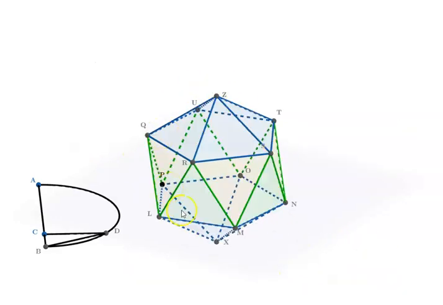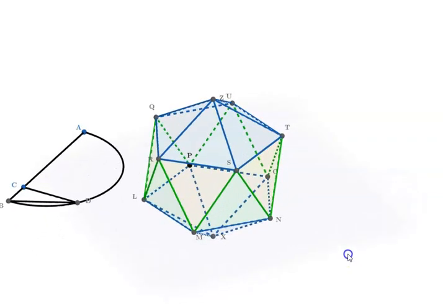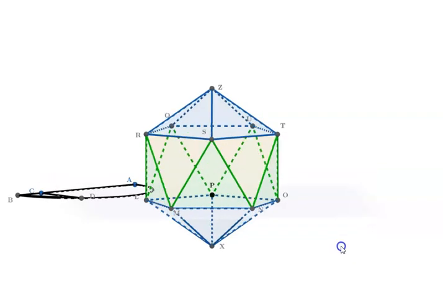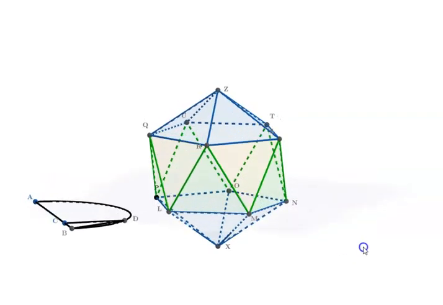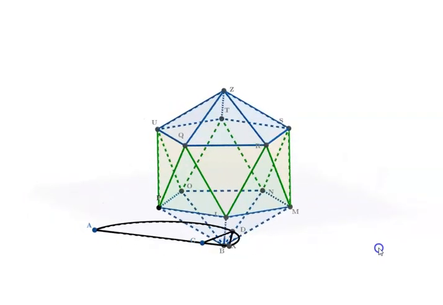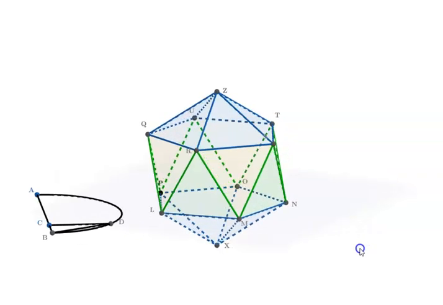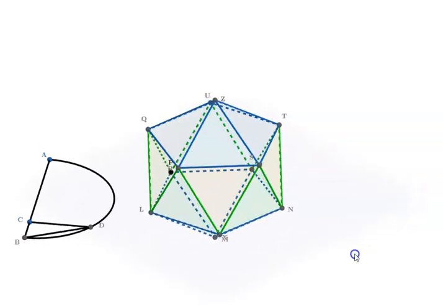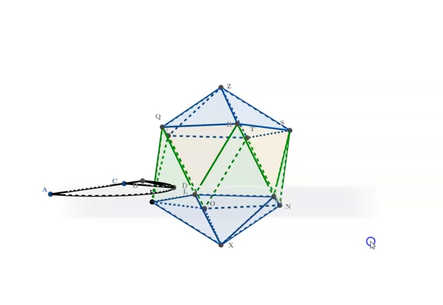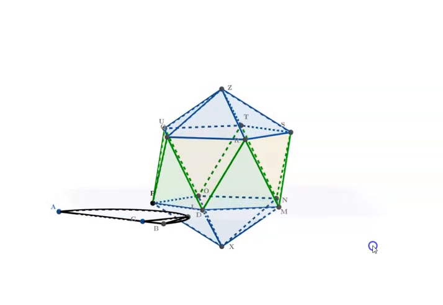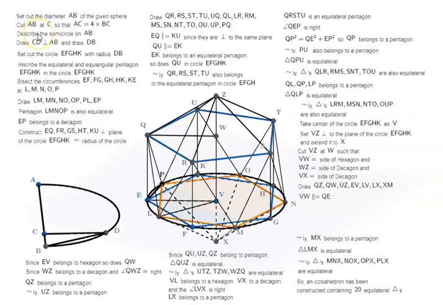So now I've hidden practically everything except what is absolutely essential, and this is how the icosahedron looks like. So that is the first part of the proposition. Now let's look at the second part.